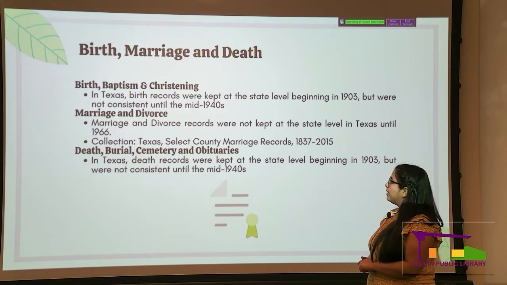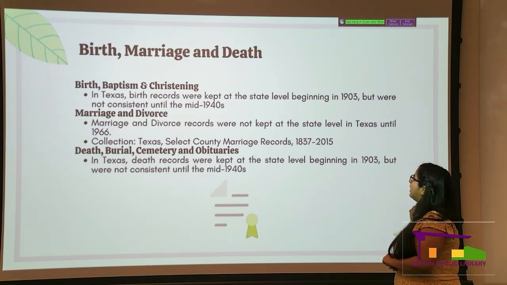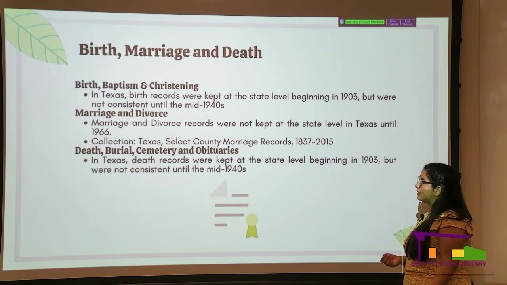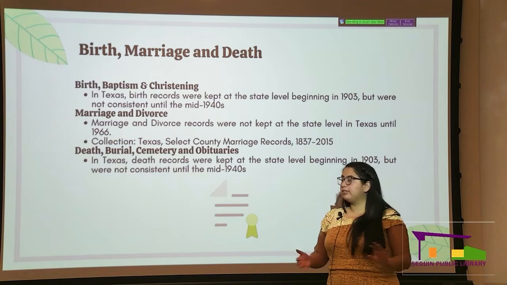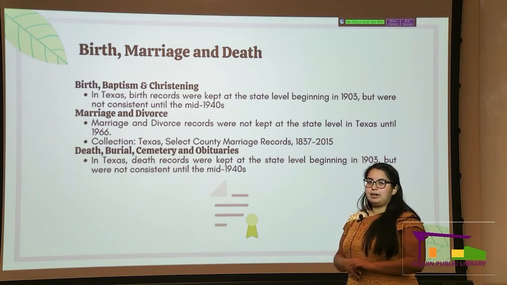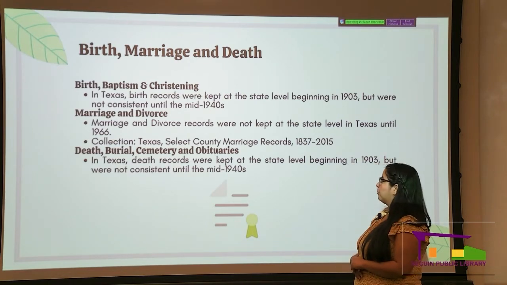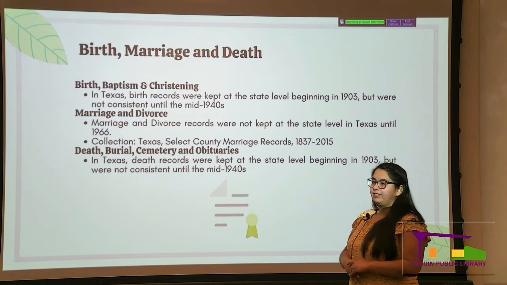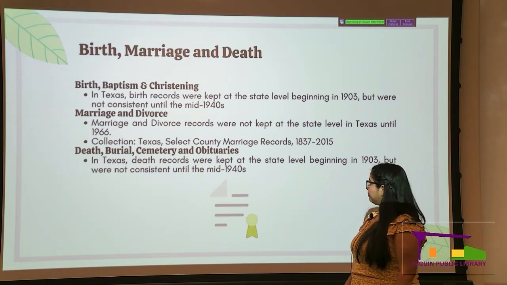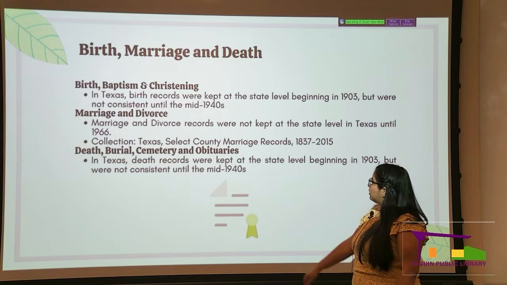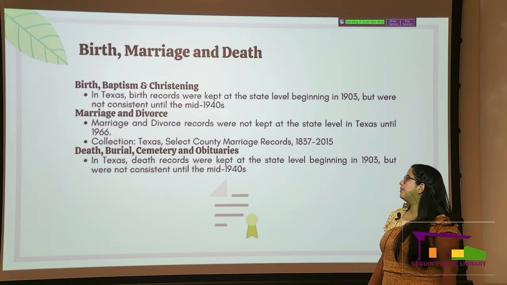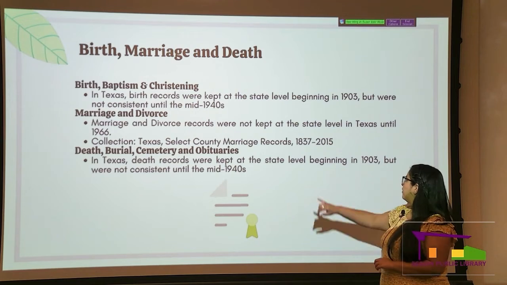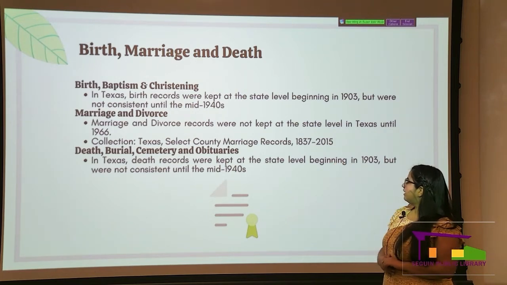As far as marriage and divorce, the records weren't kept at the state level in Texas until 1966. So if you're looking before that, you might not find consistent records. If you're looking for a marriage or a divorce that happened before then, you might not find the exact same thing on each record. And this tells you, in that specific collection available on Ancestry for Texas, the select county marriage records, the years available right now are 1837 through 2015.